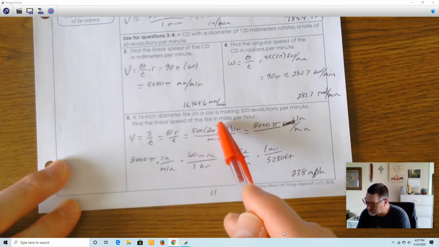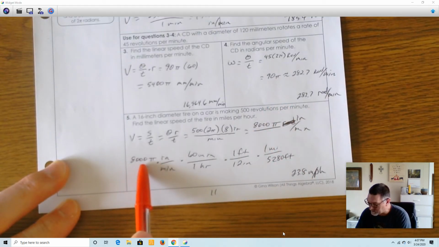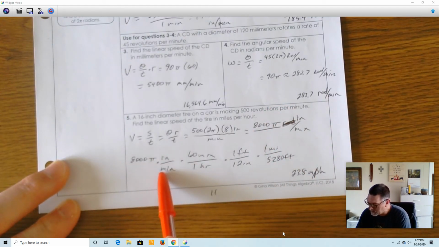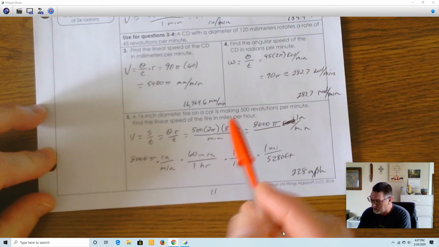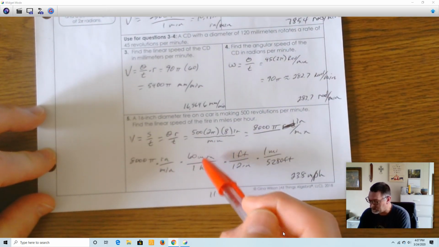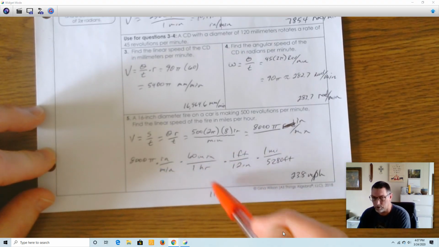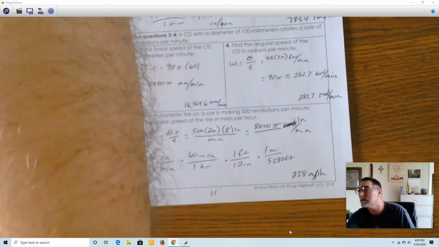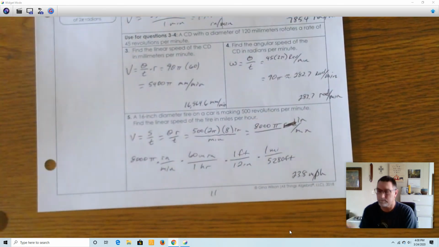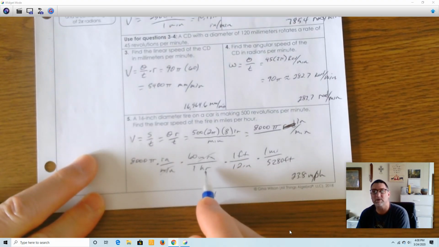But the point is they want to know it in miles per hour, so we've got to do the conversions. I've got my 8,000 pi inches per minute, and I need to convert that to miles per hour. So I'm going to go to hours first. We know there are 60 minutes in an hour, so you multiply by 60 minutes over 1 hour. Since I'm trying to get rid of minutes in the denominator, I have to have minutes in the numerator. Now minutes can cancel, so they're gone, and I'm just left with hours in the denominator.